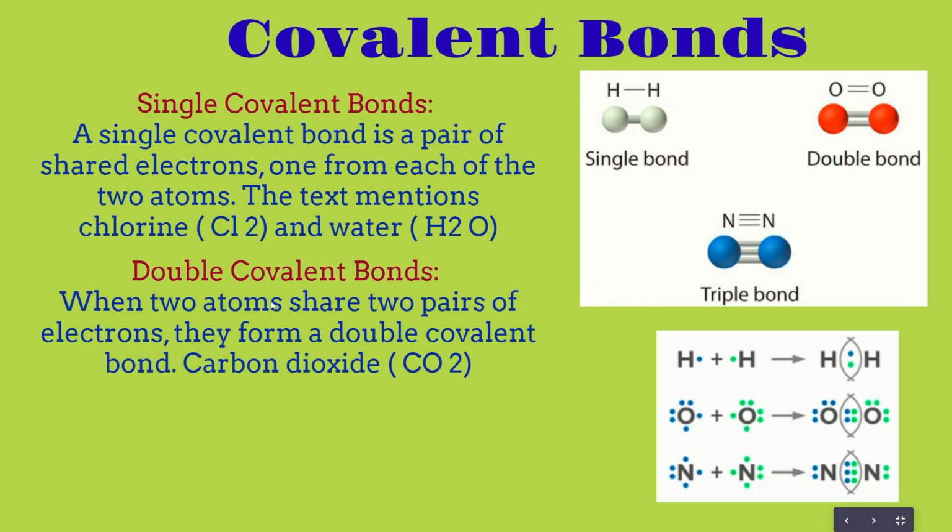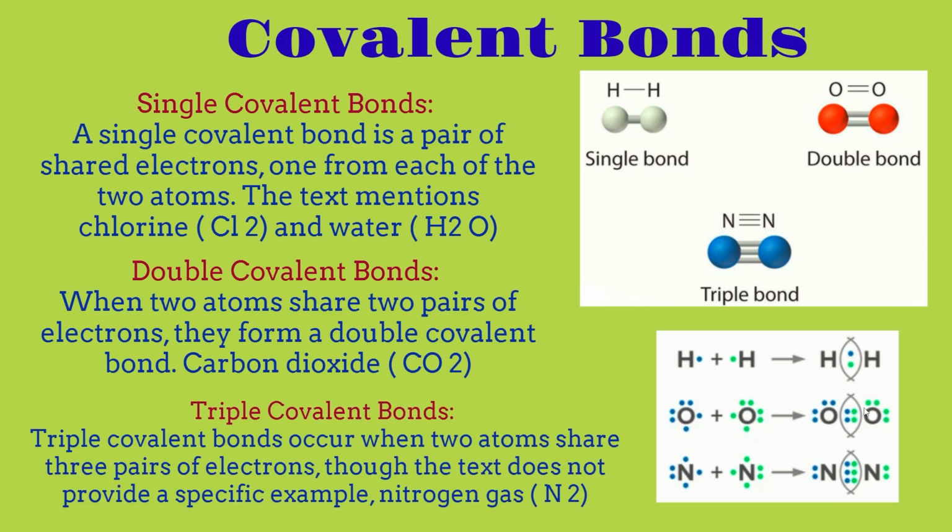And in double covalent bonds, 2 atoms share 2 pairs of electrons, forming a double covalent bond, such as in carbon dioxide. If we look here, there's a double covalent bond, sharing two different pairs, and in this picture we can also see the same thing. Triple covalent bonds occur when 2 atoms share 3 pairs of electrons. Though the text does not provide a specific example, another example we can use is nitrogen gas. Here we can see that a triple covalent bond shares 3 pairs of electrons. So this is the difference between single, double, and triple covalent bonds.